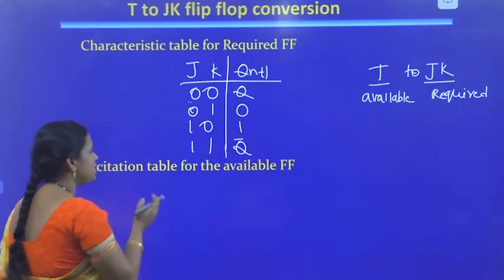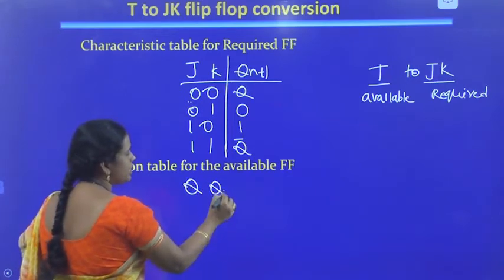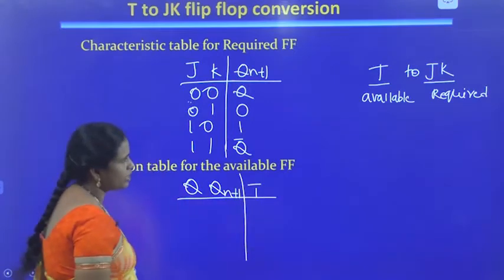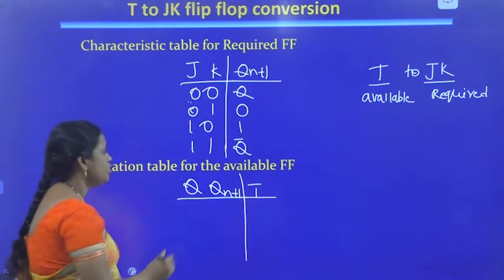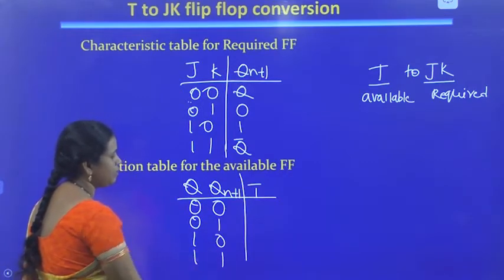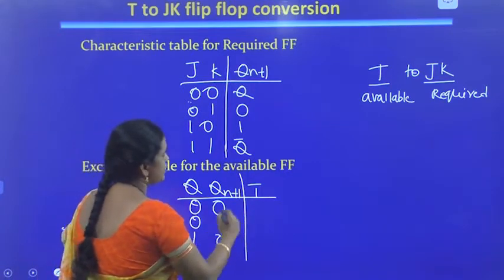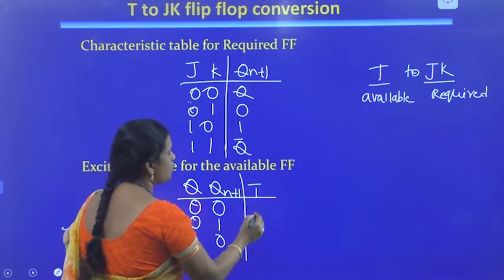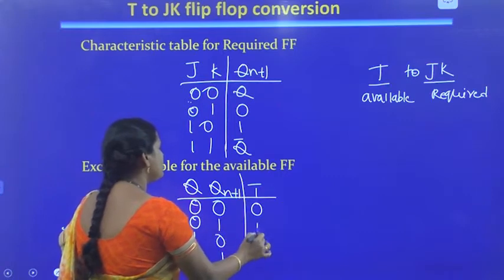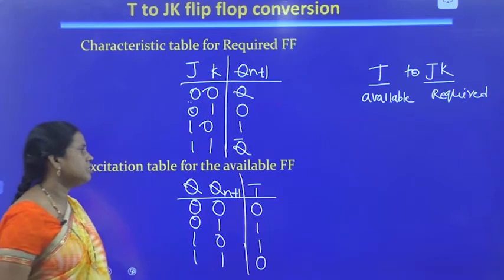Now let us write the excitation table. The table starts with present state, then next state, and then the flip-flop input, that is T, because the given is T to JK. So we will write 4 combinations: 0 0, 0 1, 1 0 and then 1 1. For the T flip-flop excitation table, you can remember the values: for 0 0 it is 0, for 0 1 it is 1, for 1 0 it is 1, for 1 1 it is 0. So this is the excitation table.